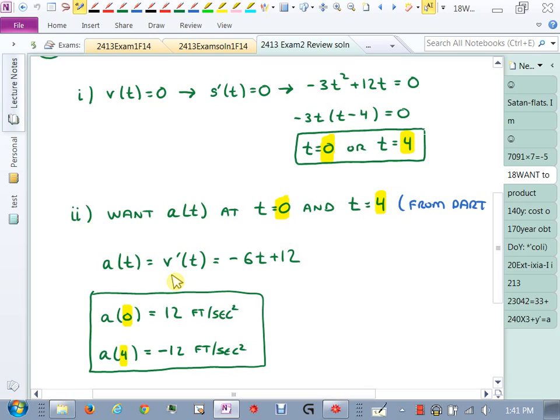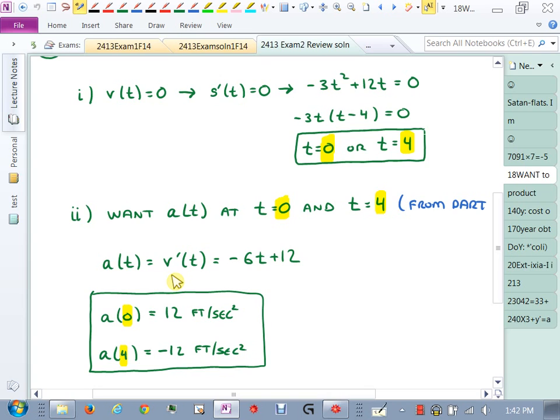So I take the derivative of that quadratic up there, I get this. And now I just plug 0 into it, I get 12. And I plug 4 into it, I get negative 12. And the measurement of acceleration is units per second, so feet per second squared. Does that make a little more sense now I've been through it, or no?